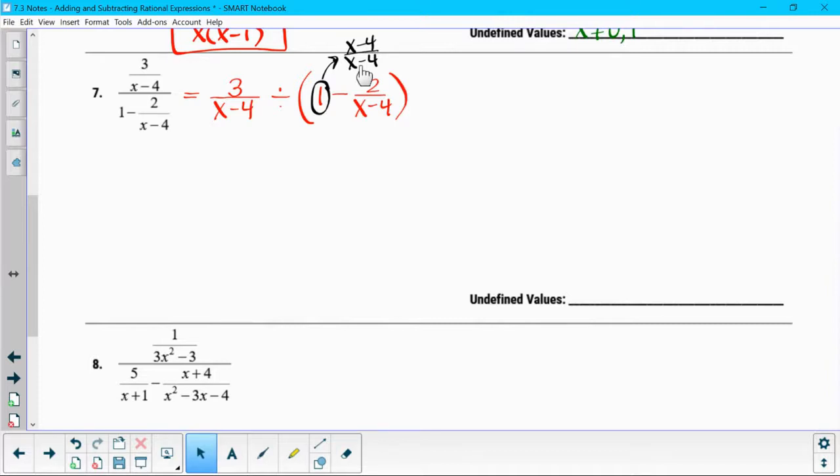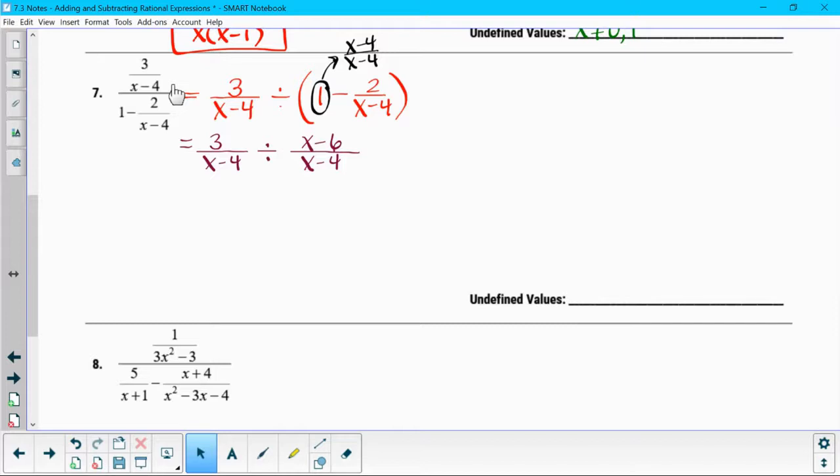Going to simplify my life a whole lot easier. And I'm going to get 3 over x minus 4 divided by x minus 4 minus 2, which is x minus 6, divided by x minus 4. Now this problem looks so much easier and more manageable than this problem. That is why my first step is to always rewrite.